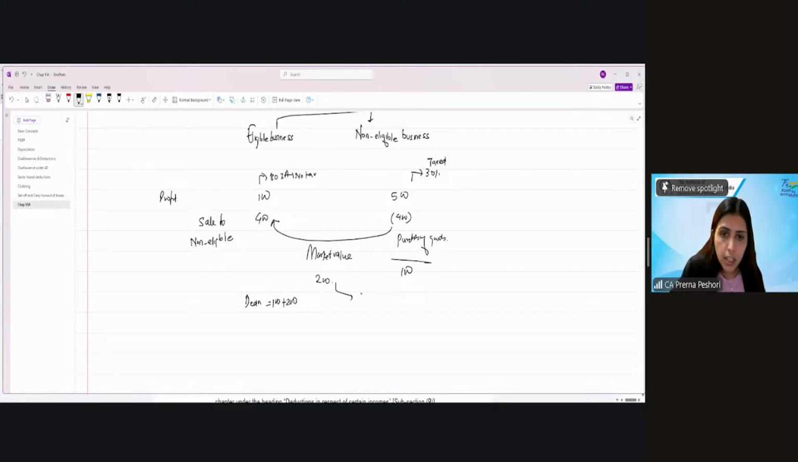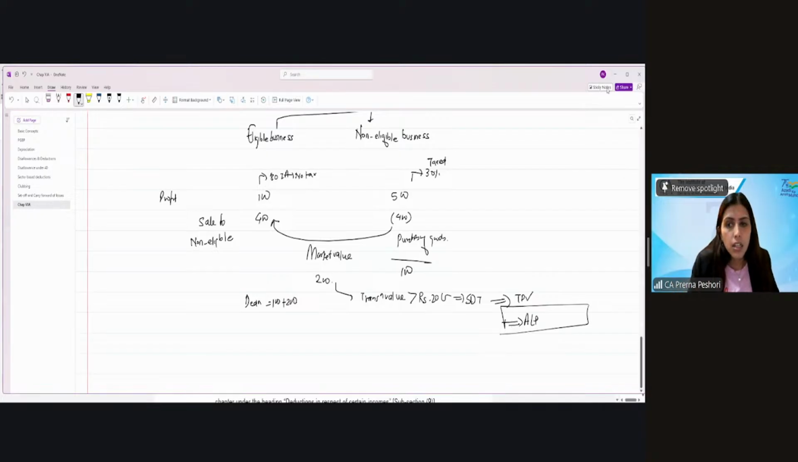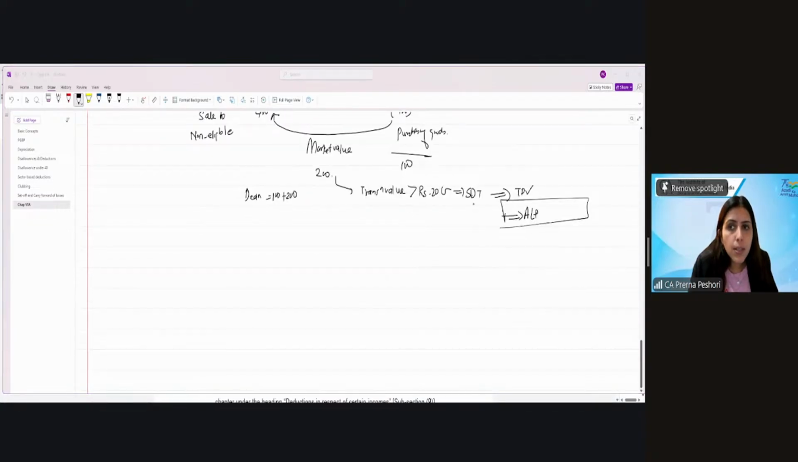And if the transaction value here is greater than rupees 20 crores, this will be called a specified domestic transaction on which TP applies, and therefore this will be at the arm's length price. Clear? Instead of market value, then it will be at the arm's length price. Yes, it will be a specified domestic transaction. Are we clear, students? Yes or no?